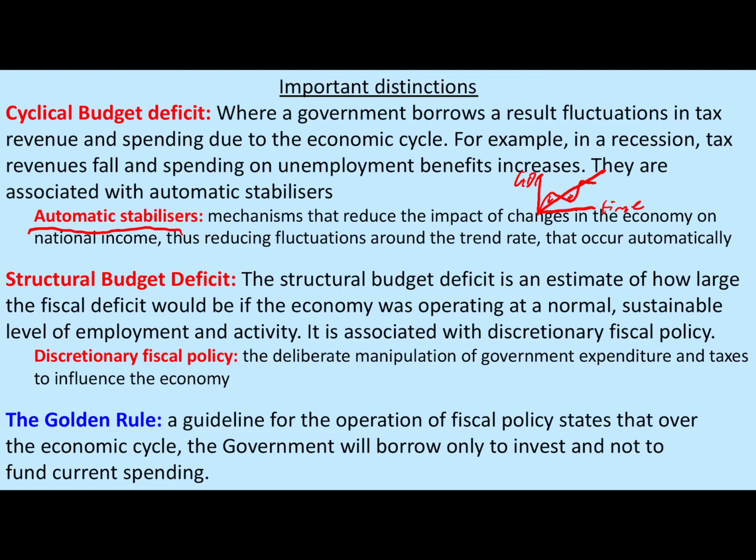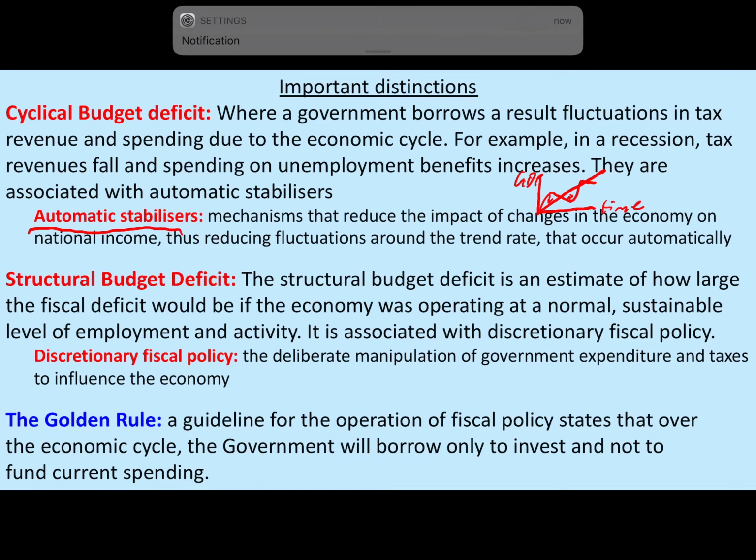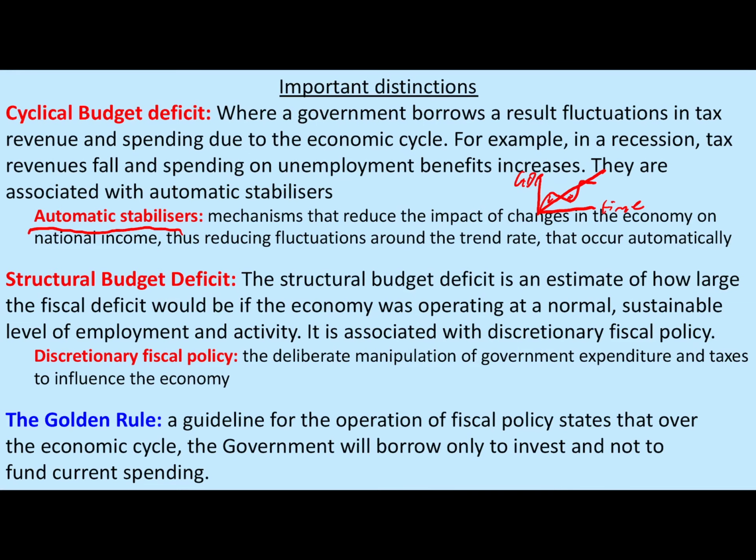A structural budget deficit then is slightly more concerning. A structural budget deficit is an estimate of how large the fiscal deficit would be if the economy was operating at normal, the sustainable level of employment and activity. It is associated with discretionary fiscal policy. So what that means, discretionary fiscal policy, is deliberate fiscal policy that is set by the government of the time. The manipulation of government expenditure and taxes to influence the economy.